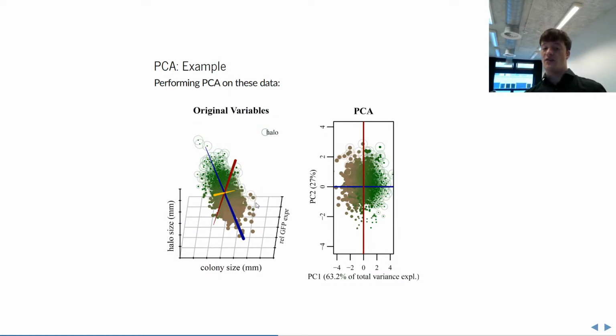And here we have it. Now I have a 2-dimensional plot that explains 62.2% plus 27%. So we have captured about 90% of the variance in the entire data set using just a 2-dimensional plot. So this would be a nice summary of this data.